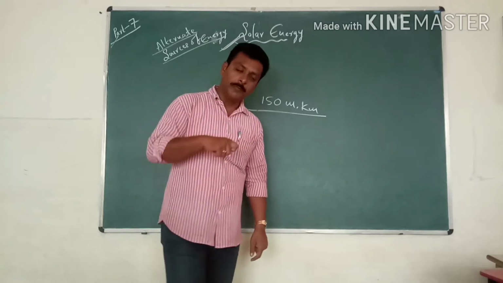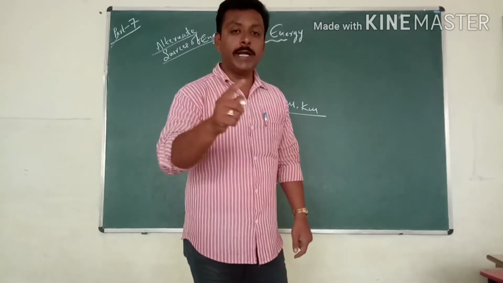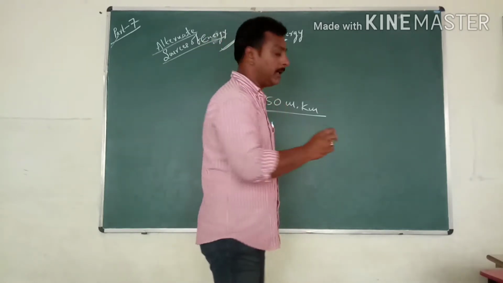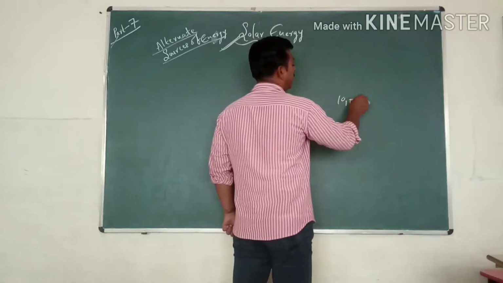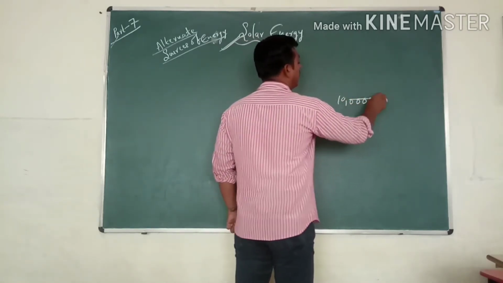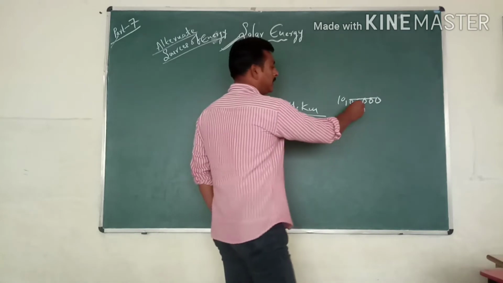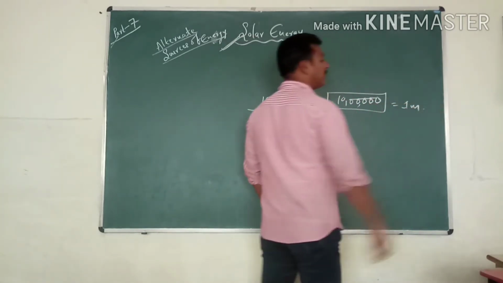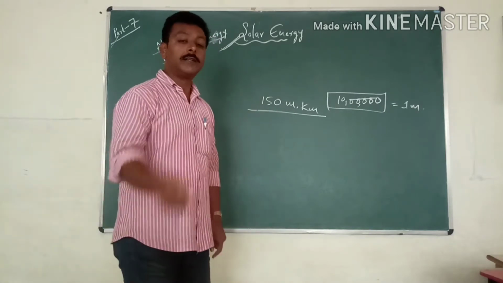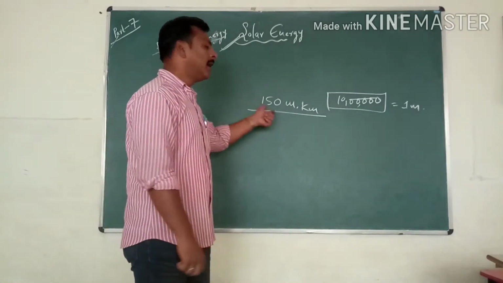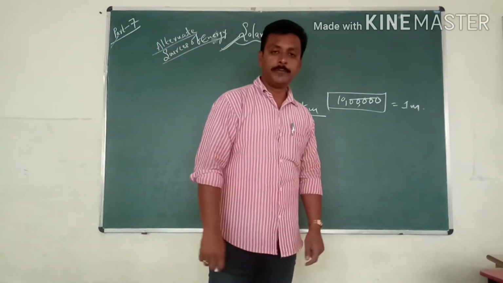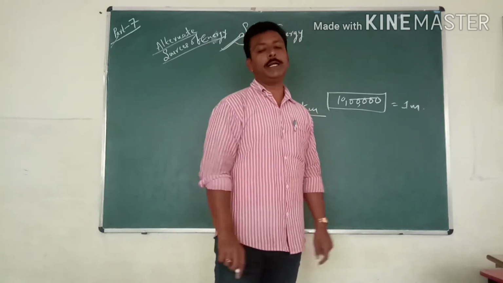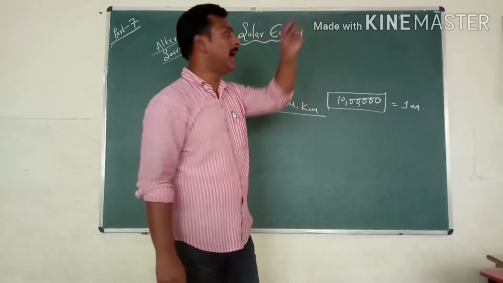I think all of you know what we mean by million? 10 lakh को 1 million बोलते हैं. 10 lakh means after 10, how many zeros? There should be 5 zeros. So this is called 1 million. Such how many millions? 150 million kilometer is the distance between sun and earth.